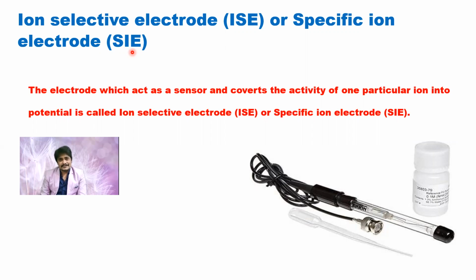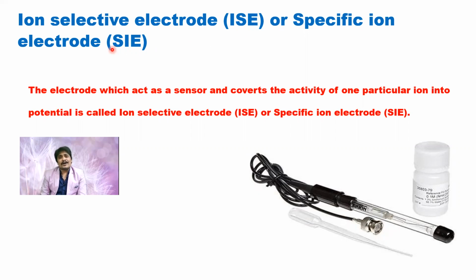And due to this, only one particular type of ion will move towards this ion selective electrode, and the activity or movement of these ions will be converted into potential. And what is another name for this particular ion selective electrode? It is also called the specific ion electrode.